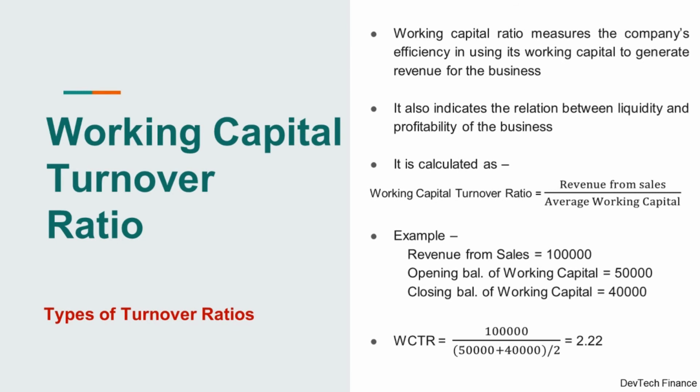Let's have a look at our last ratio, which is working capital turnover ratio. Working capital turnover ratio measures the company's efficiency in using its working capital to generate revenue for the business. So here we are talking about working capital, and you know working capital is what shows the liquidity of your company. So if you are having liquidatable assets in your company, how you are using those to generate revenue and whether it is helping the business in generating revenue for it. This is what is indicated by working capital turnover ratio.